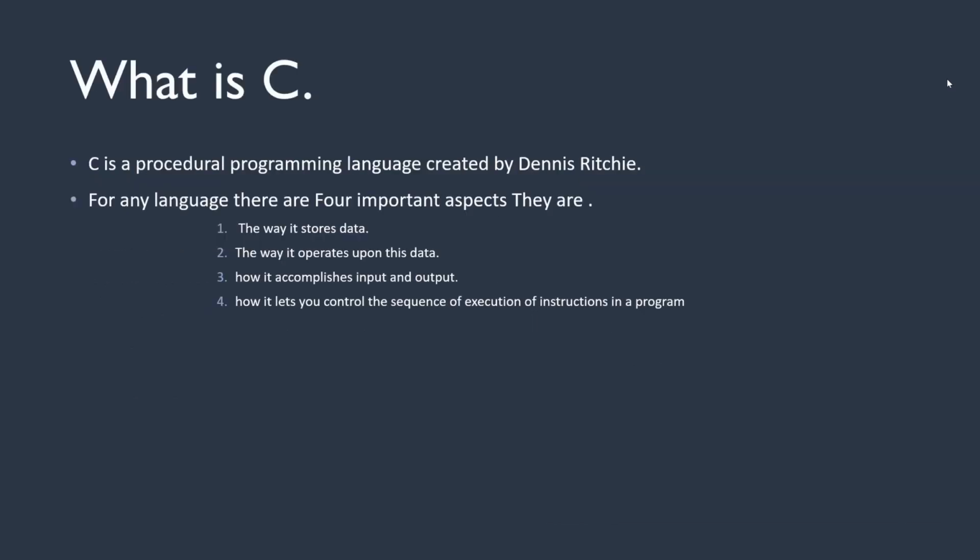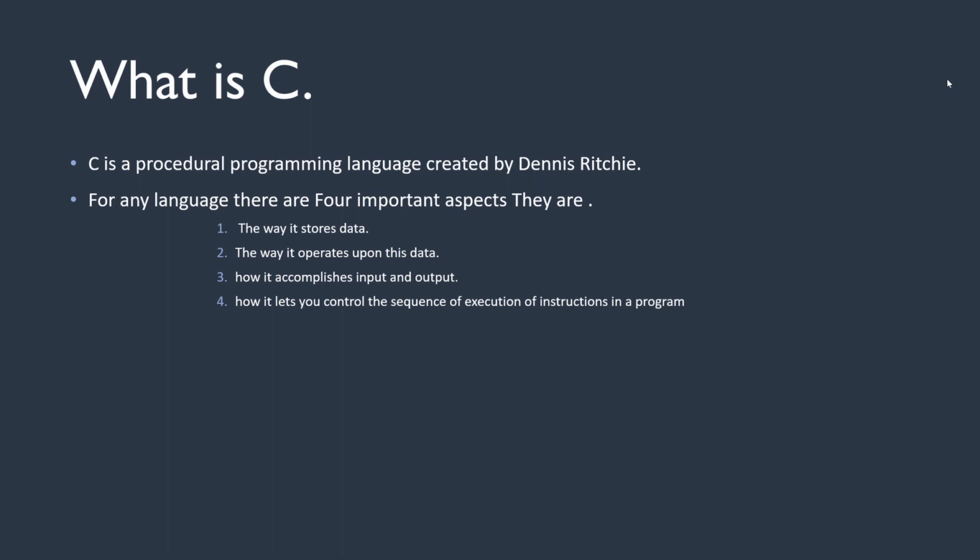So, what is the C programming language? Well, you might be wondering what it is. To put it in a simple way, C is a procedural programming language, and it was created by the scientist Dennis Ritchie.